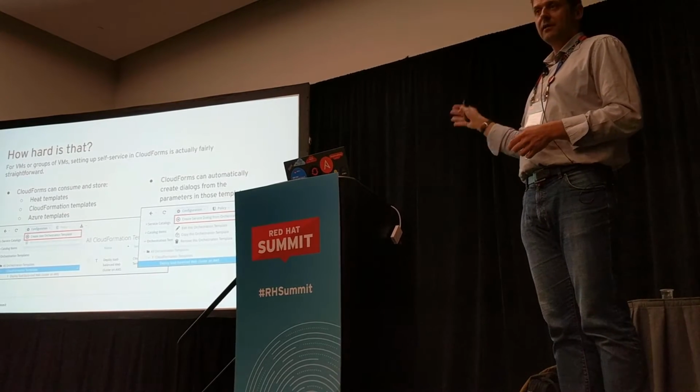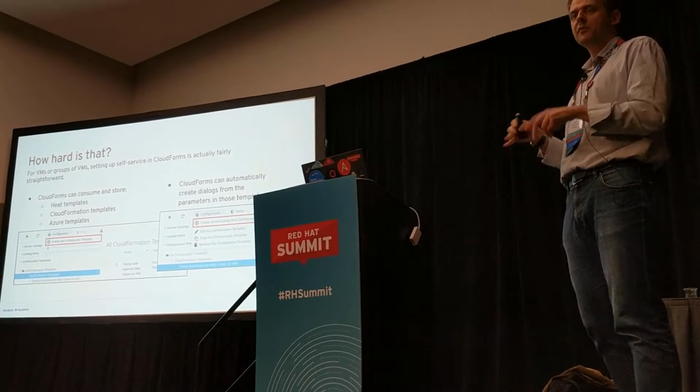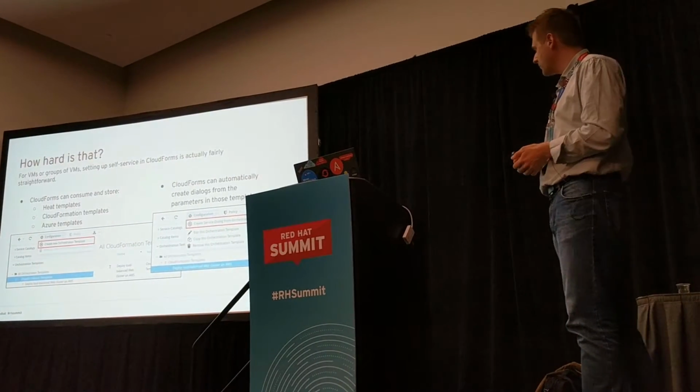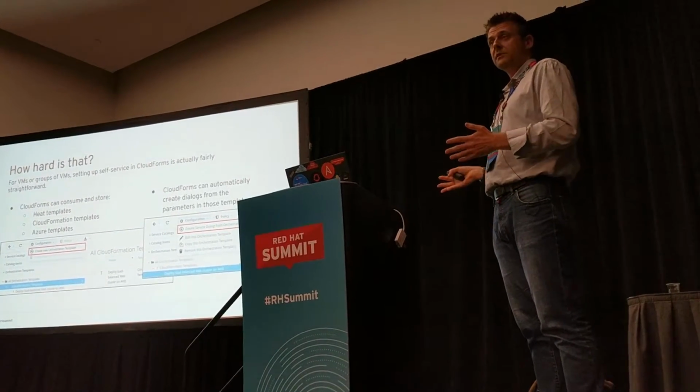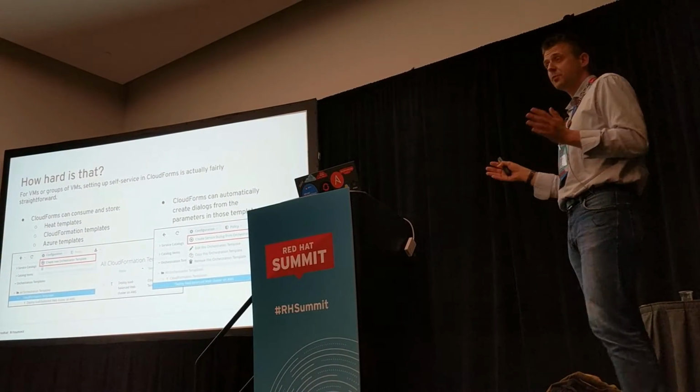When a self-service dialog has been created, you can obviously customize it. So if you have to type in the whole name of the SSH key, you can create a little drop-down menu from that. But this is all automatic. This is fairly easy to do. This is not rocket science. So that's the deployment of the virtual machines.